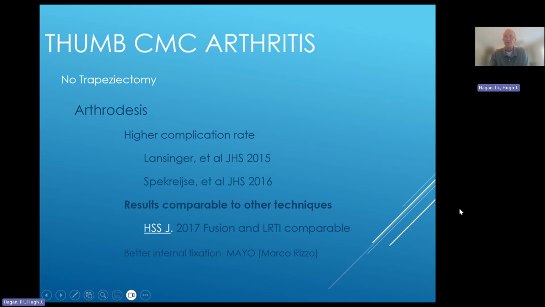However, its complexity and slightly higher complication rate would mean that you'd really want to consider hard what the advantages of a fusion would be in your particular patient. All of this is pretty well outlined in Marco Rizzo's presentation from the Hand Society in 2022.